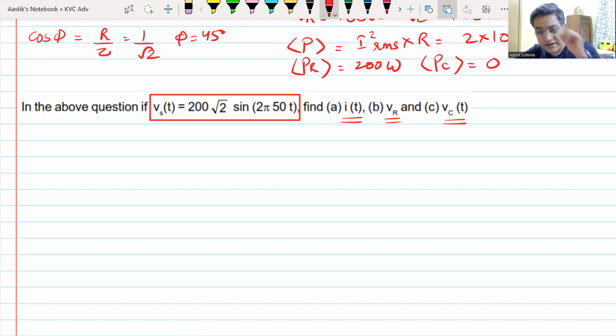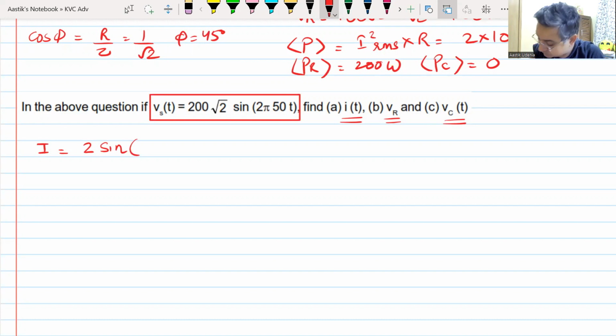Yes, sir. So can you write the current, VC and VR as a function of time? I'll give you 2 minutes to do this. So what is the answer for the current in the circuit? Remember, the maximum value of current is 2. Yes or no? Yes. So this will be equal to 2 sine omega, which is 100 pi.